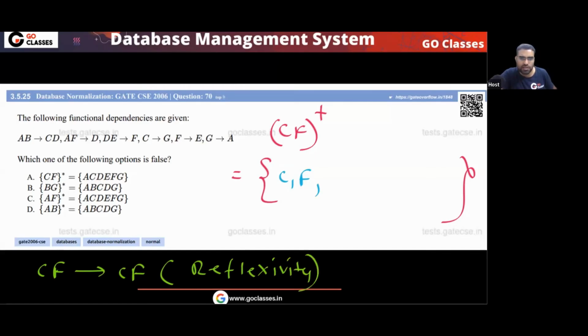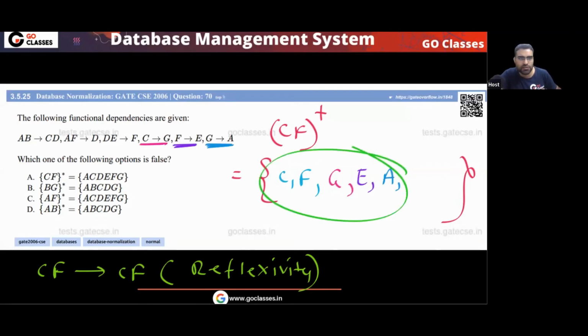So you can start with CF. Now, what can these bring? Remember, C itself can bring G, so you got G also. Now, these three, what can they bring? F can bring E, so you got E also. Remember, G can bring A, so you got A also.